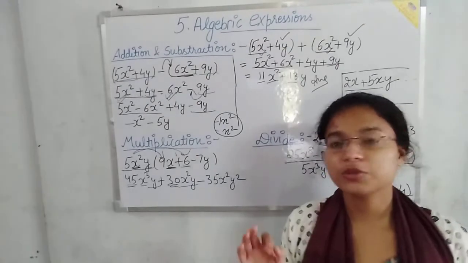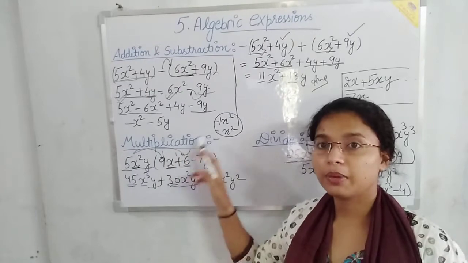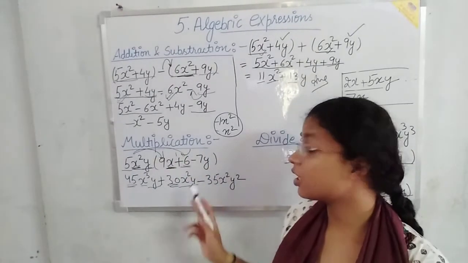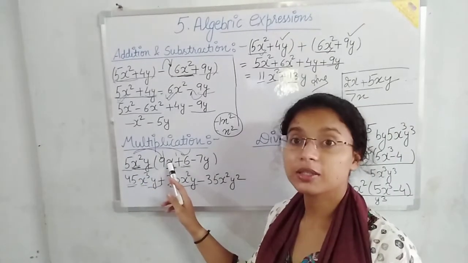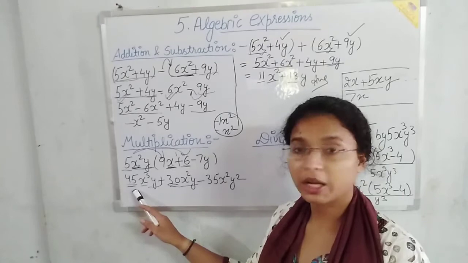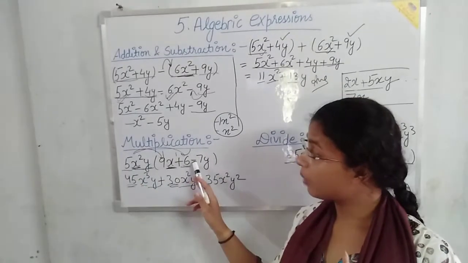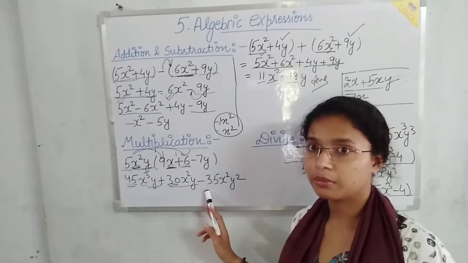The same trick you have to follow. Take the term and multiply it one by one. That's it, and don't forget to write the correct sign. Remember, plus and plus multiplied will always give you plus. Plus and minus will give you minus.